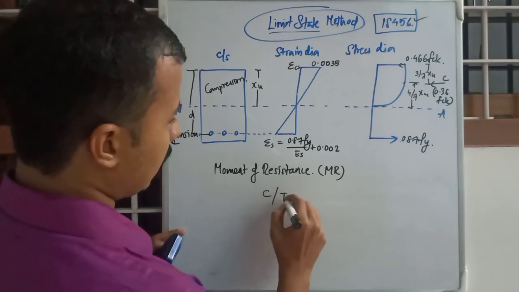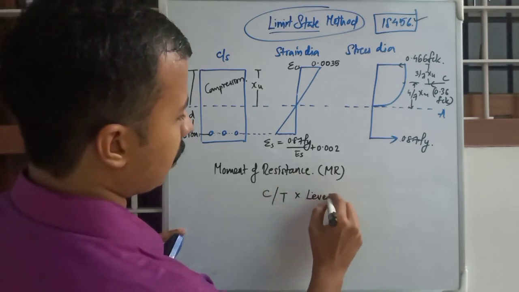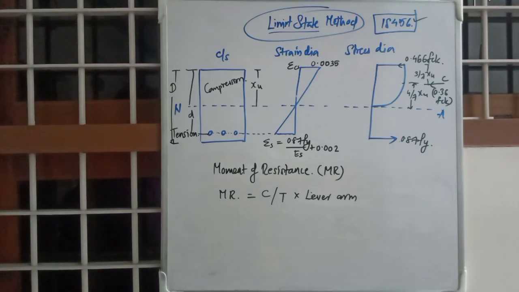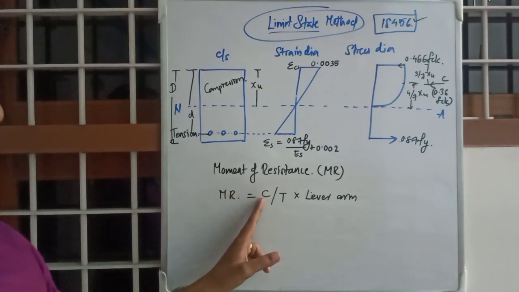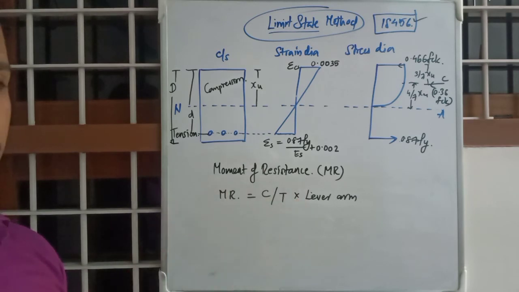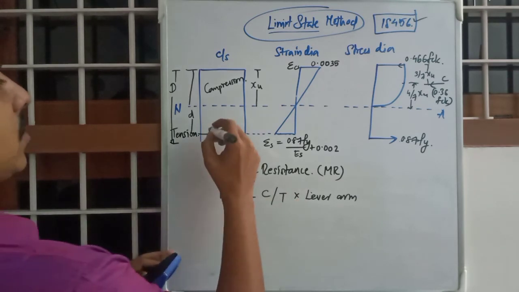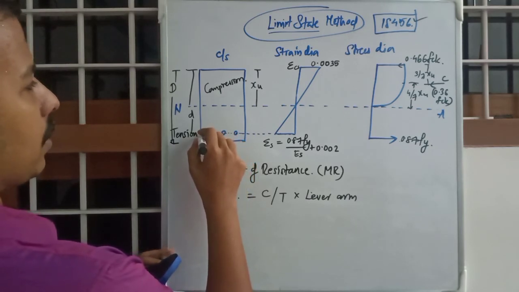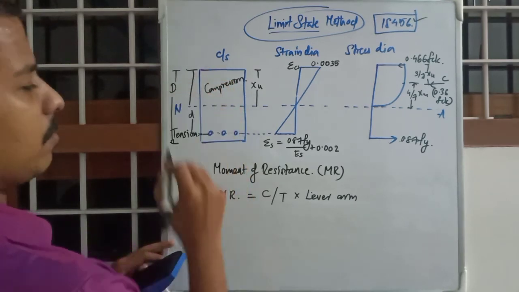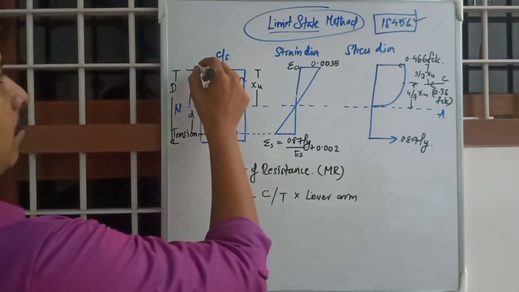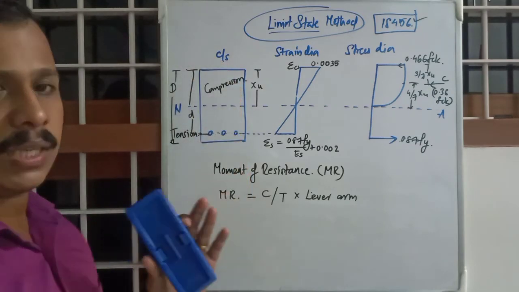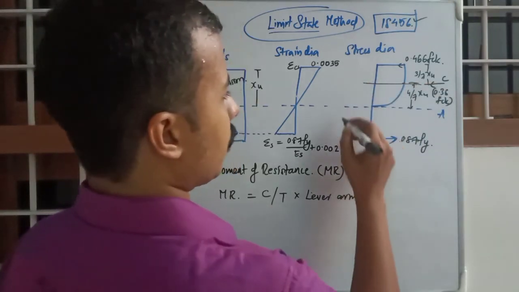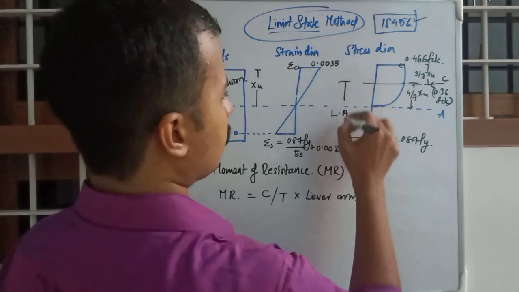Moment of resistance is C or T into lever arm. It is not divided; it is the compressive force or tension force into lever arm. Lever arm is the distance between the compression point and the tension point. This is the lever arm.